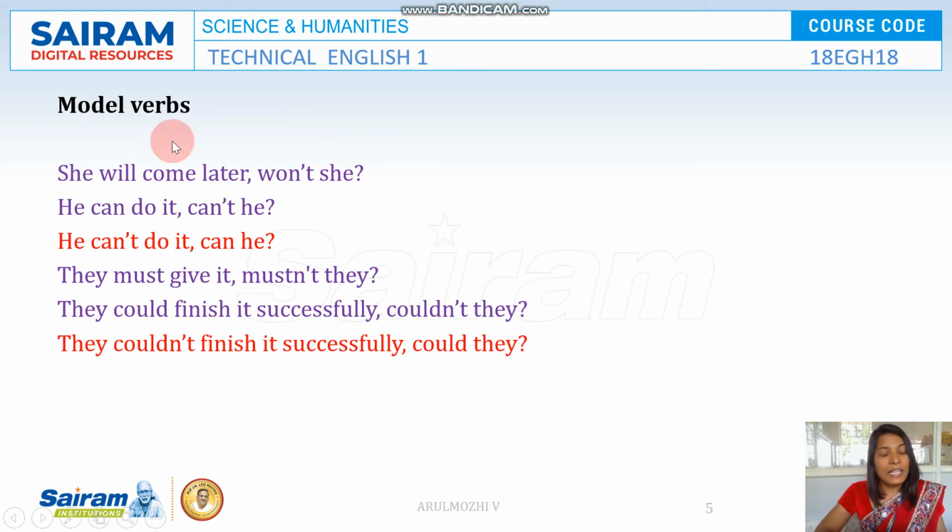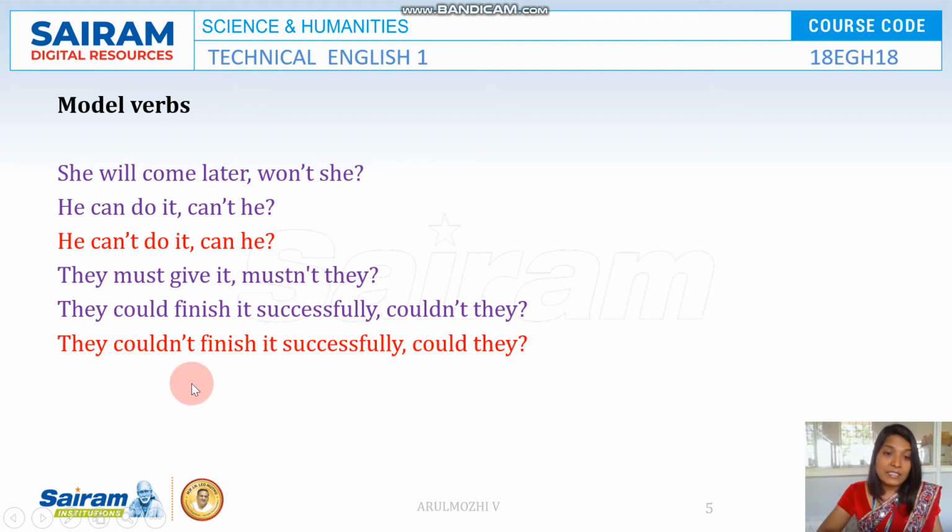Okay, we can make question tags in be verb form as well. How? She will come later, won't she? He can do it, can't he? He cannot do it, can he? They must give it, mustn't they? They could finish it successfully, couldn't they? They couldn't finish it successfully, could they?